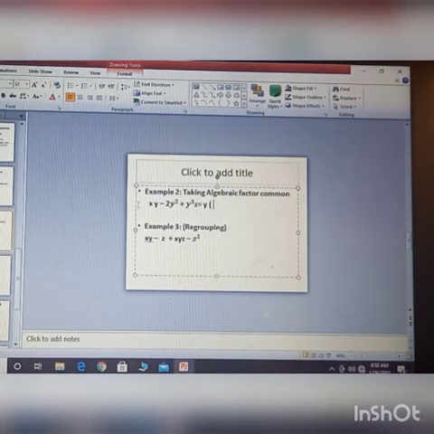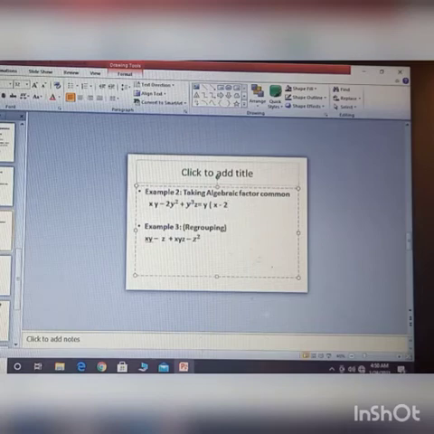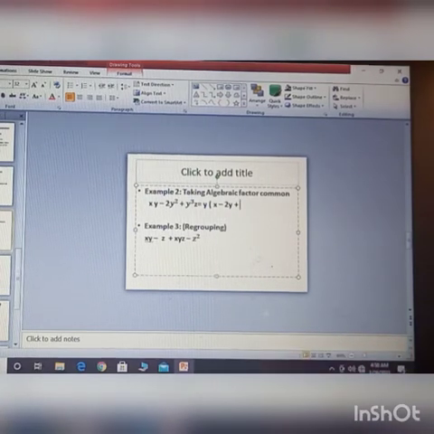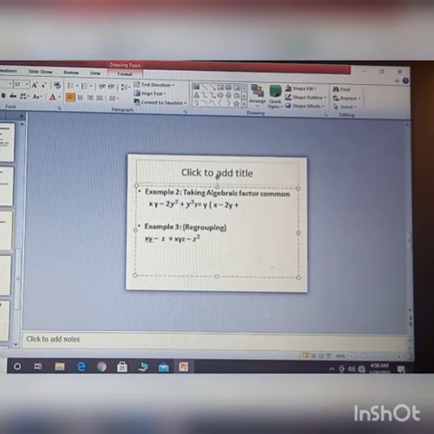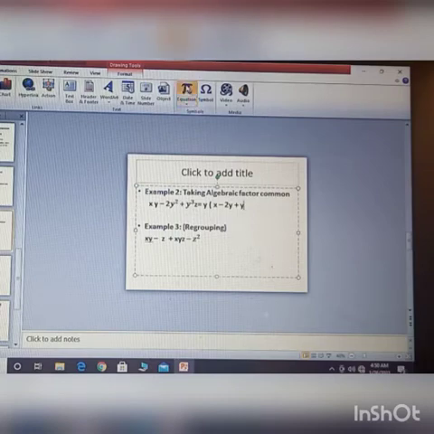What's left? x in the first term, 2y in the second term, and y square is there. Let me show you its power.